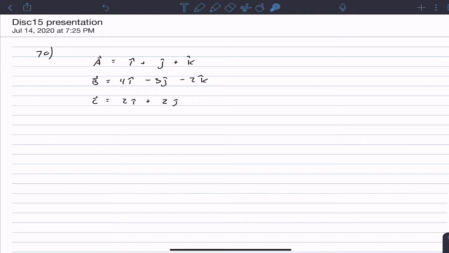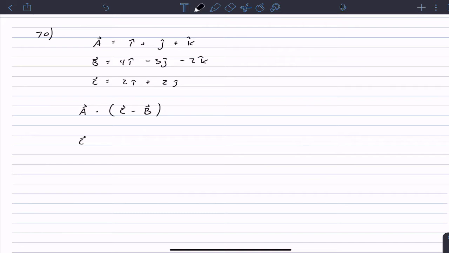Now it wants us to do this operation: the dot product of a with the vector that's the resultant of c minus b. So let's find c minus b first. With vectors, we can just subtract them, so we don't really have anything to worry about here. It's pretty straightforward. 4i hat minus 3j hat minus 2k hat.